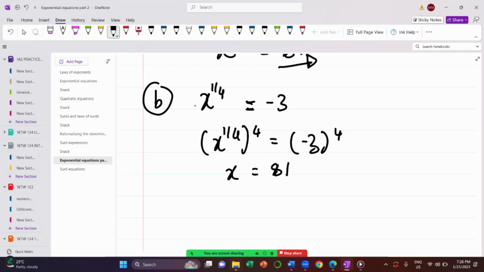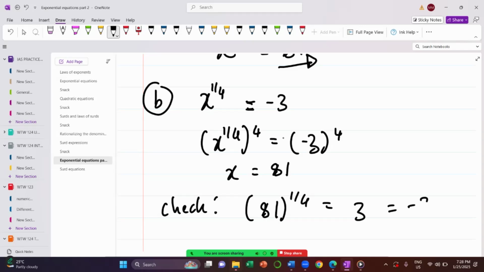So now, please do this. Let's now check our answer. Wherever we see x, we are going to put what? 81, and we must get negative 3, right? So say 81 all to the exponent of 1 over 4. Tell me what you get. 3. Is 3 equal to negative 3? No, they are not equal. So therefore, this equation basically has no solution.